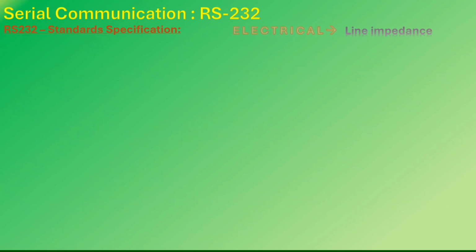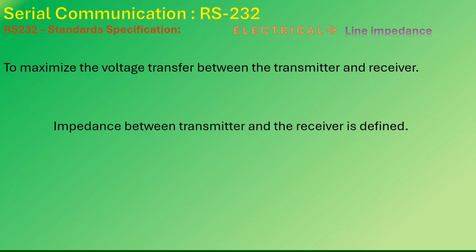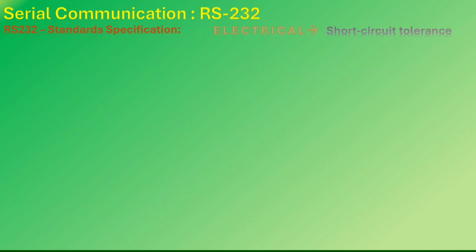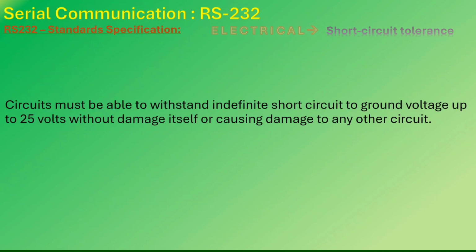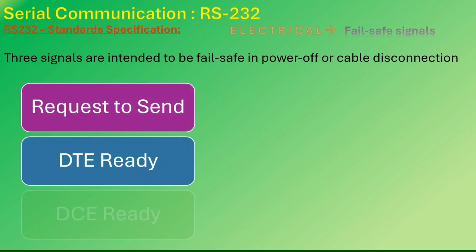Crosstalk is interference in communication. To maximize the voltage transfer between the transmitter and receiver, impedance between transmitter and receiver is in the range of 3 kilo ohms to 7 kilo ohms. Circuits must be able to withstand indefinite short circuit to ground voltage up to 25 volts. 3 signals, RTS, DTE, DCE, should attain their default state during failure.